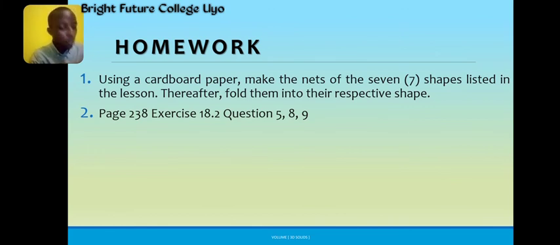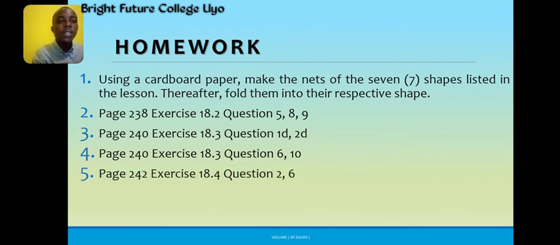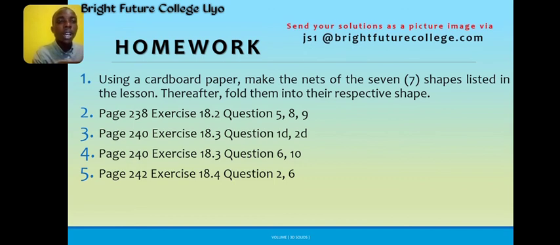Then you go to page 238. Just deal with question 5, 8, and 9. They are cheap questions. They will not take much of your time. Then question 1D, 2D on page 240. Page 240, you still see question 6 and 10. Take note of number 4 and number 5. You go to page 242, you will see question 2 and 6. Try your hands on them, and you'll be so perfect on them.